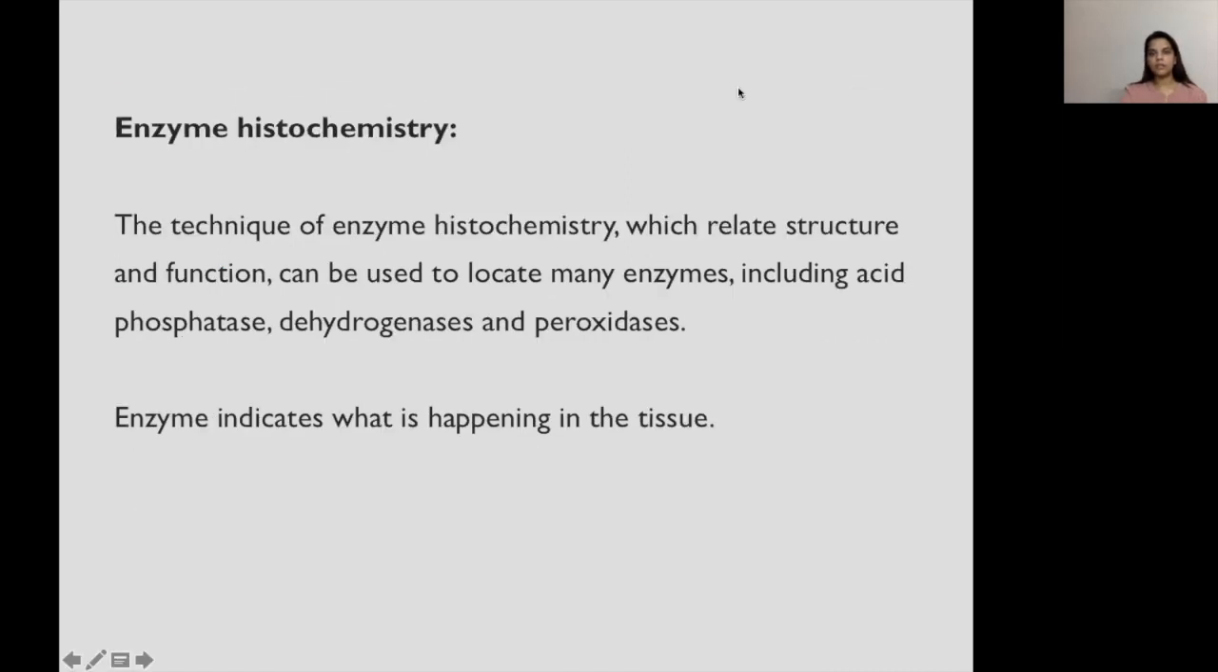Enzyme histochemistry. Enzyme histochemistry demonstrates the activity of enzymes which are present in tissues. So for visualization of this, we see the action of enzymes on a specific substrate. Following this reaction, an insoluble product is formed which provides the location of the enzymes. So basically in enzyme histochemistry, we see the location of the enzyme. The technique of enzyme histochemistry, which relates structure and function, can be used to locate many enzymes, including acid phosphatases, dehydrogenases, and peroxidases. An enzyme indicates what is happening in the tissues.